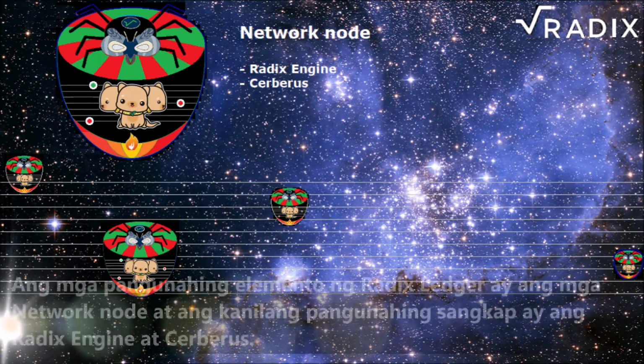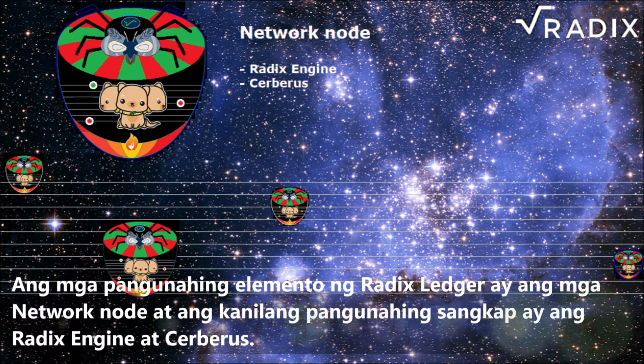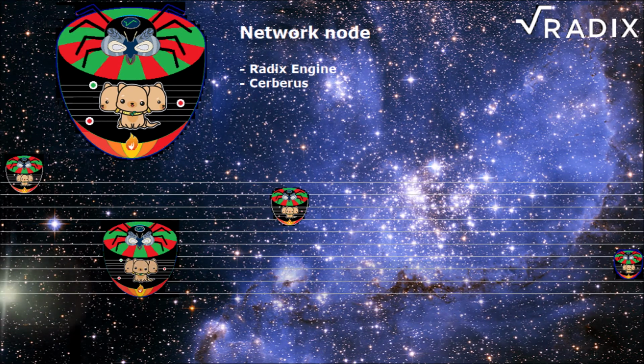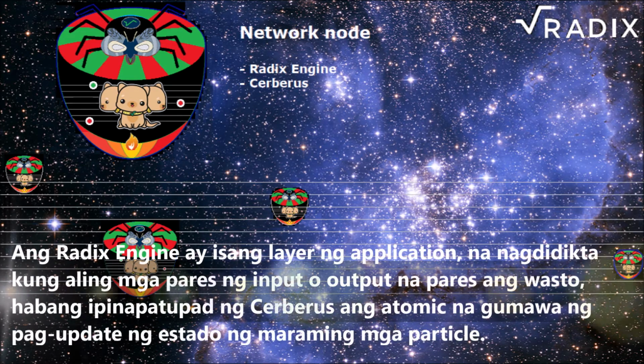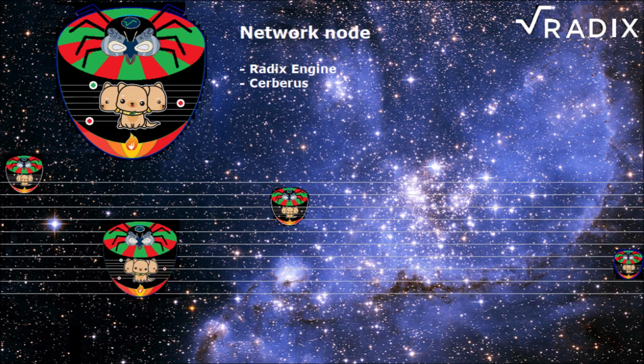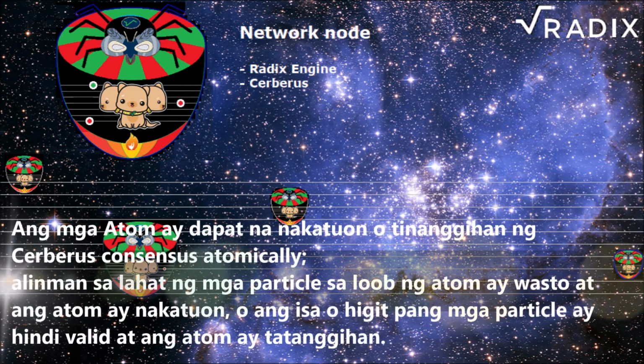Key elements of the Radix ledger are network nodes, and their main components are the Radix engine and Cerberus. The Radix engine is an application layer, which dictates which input or output particle pairs are valid, while Cerberus enforces the atomic commit of updating the state of multiple particles. Atoms must be committed or rejected by Cerberus consensus atomically. Either all particles within the atom are valid and the atom is committed, or one or more particles are not valid and the atom is rejected.